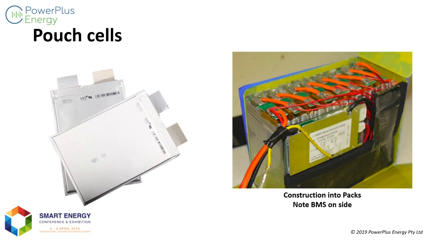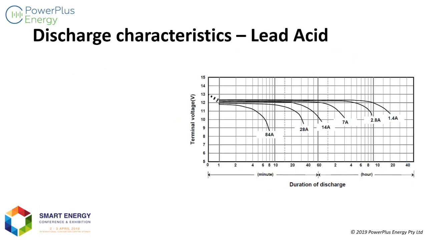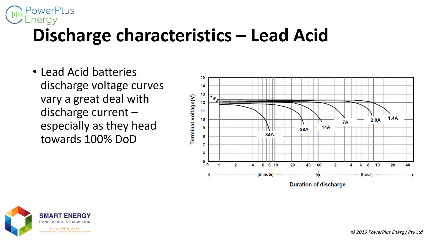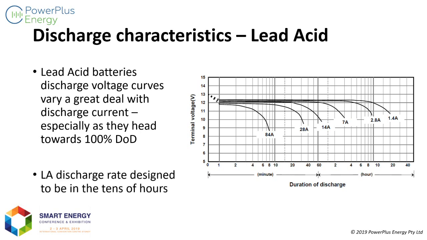Now, lead acid, we talked about lead acid a few moments ago. These are the sort of discharge characteristics of a lead acid battery. The lead acid battery discharge tends to be highly affected by the amount of current that you draw and the time frame within which you draw that current. So the more quickly you need to draw current, the more poorly the lead acid battery performs. And the discharge rate tends to be designed to be used in the tens of hours rather than in the tens of minutes.